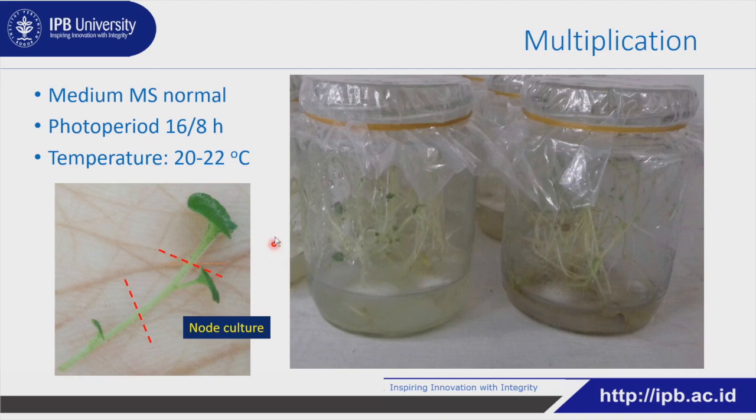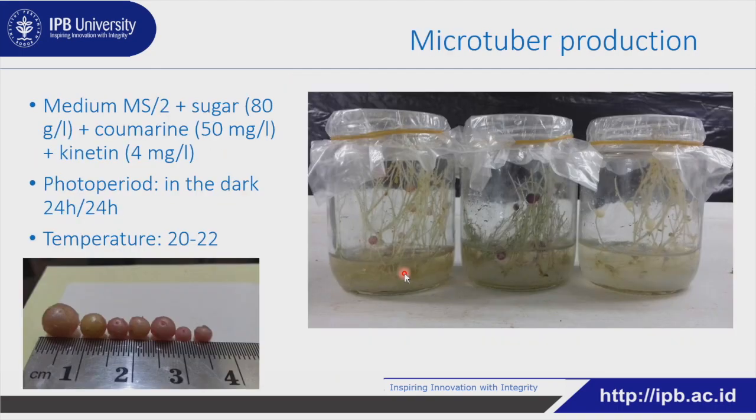So from this part, we only use a single node culture, and we put it in the media, and we use just a normal MS medium, using a photoperiod of 16 hours light and 8 dark, for instance. But in my experience, I can also use 24 hours light, and the temperature should be around 20 to 22 degrees Celsius. And after that, let's say only 1 month, 4 weeks, something like that, you can get already a lot of new shoots.